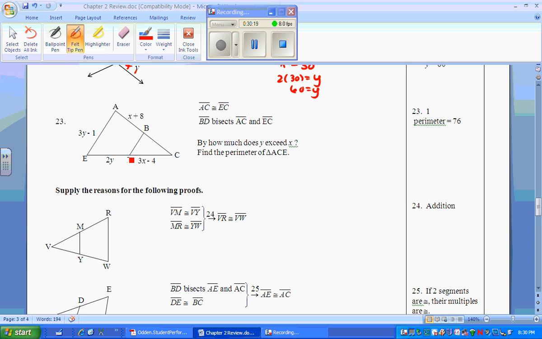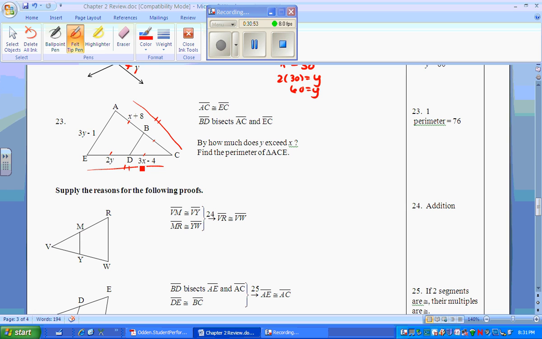23. AC is congruent to EC. So this side right here is congruent to EC, this side right here. BC bisects, so that means all these little pieces are congruent. So this piece is congruent here, which is congruent here and here, because what do you do? Like divisions. If the big pieces are congruent, all the small little pieces are congruent. So we have like divisions. But how much does y exceed x?